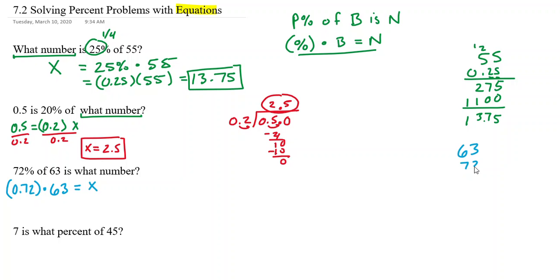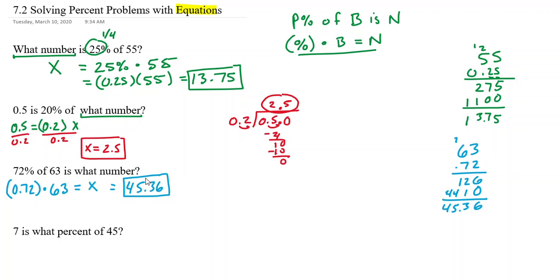63 times 0.72. 2 times 3 is 6, 2 times 6 is 12, then add a 0 for the next, multiply by the tens place. 7 times 3 is 21, carry the 2, 7 times 6 is 42, plus 2 is 44. Adding up, we get 4536. 2 decimal places. x equals 45.36.